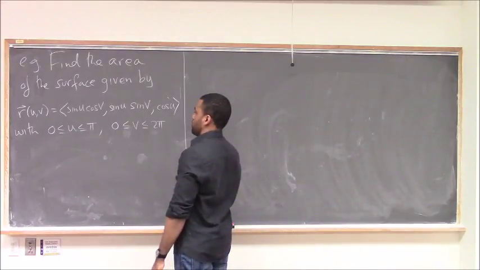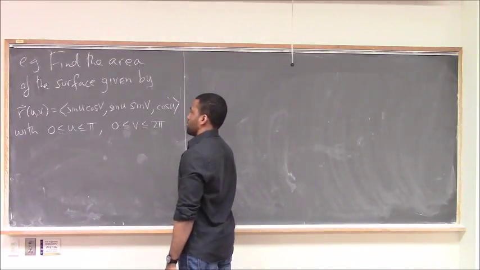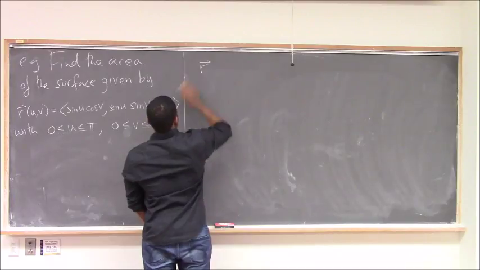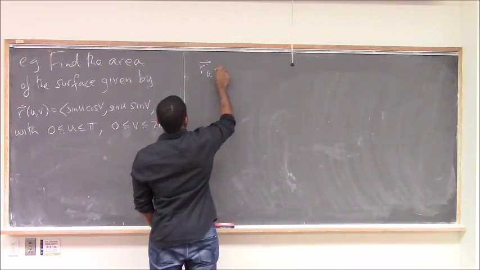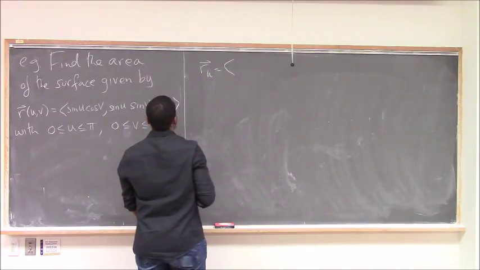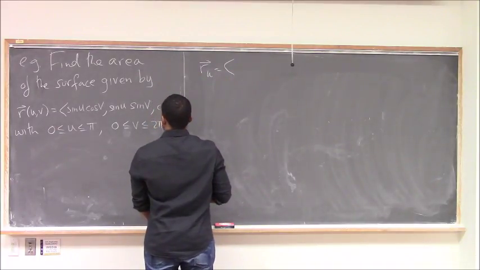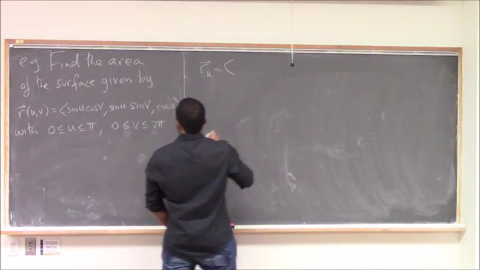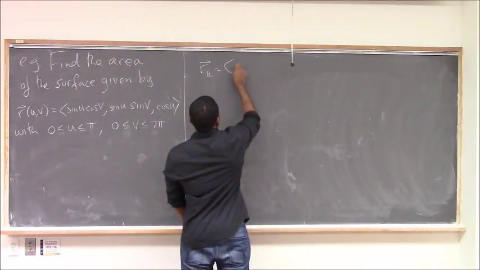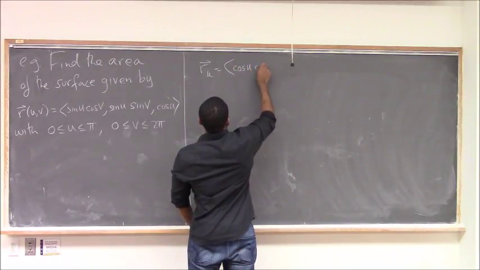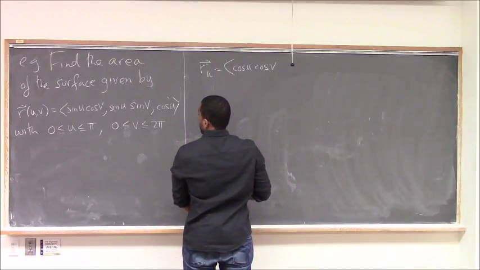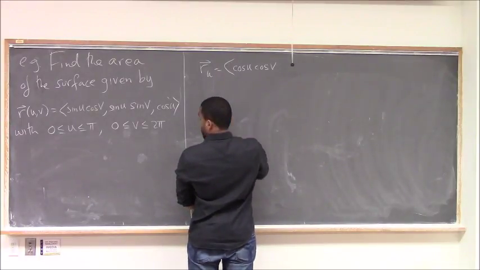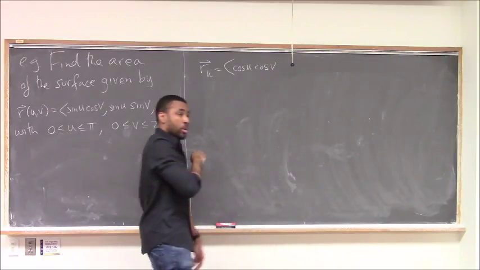What do we do? R sub u, take the derivative with respect to u. What would that look like? Can we convert these back to x, y, and z before going forward? Let's just do it directly this way, and then I'll discuss that possibility.